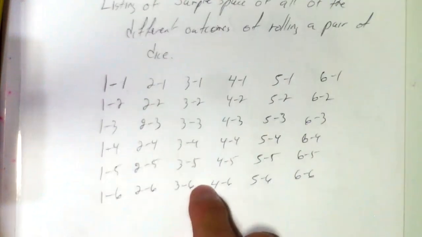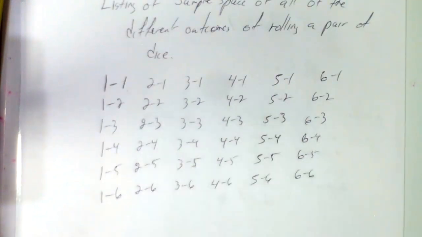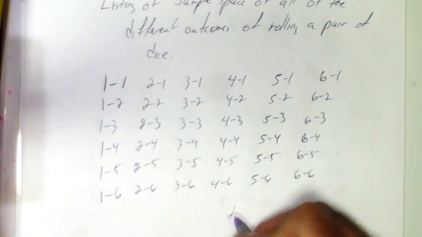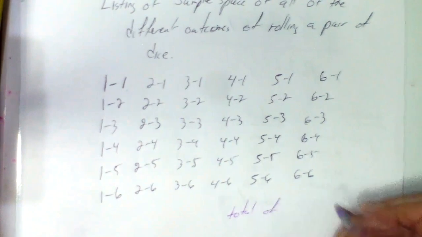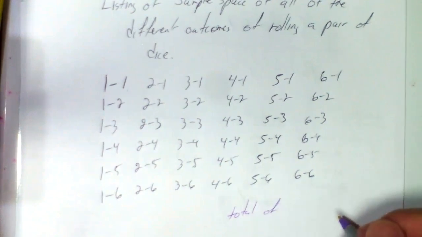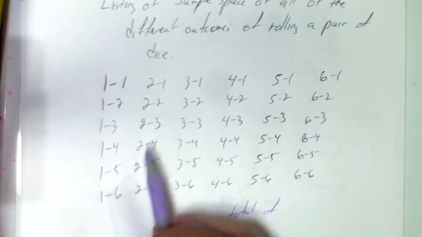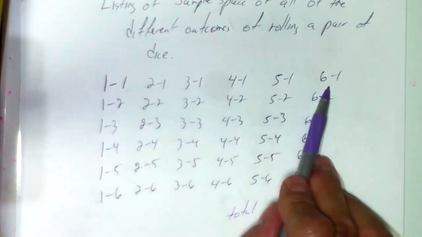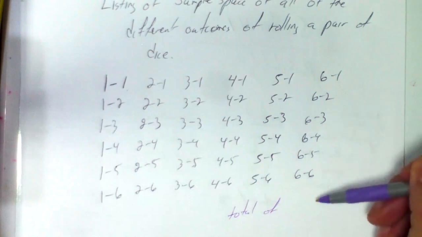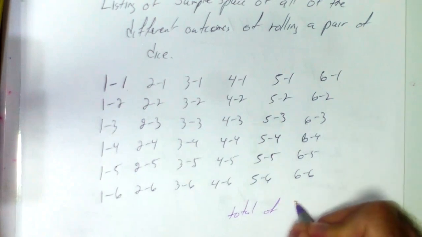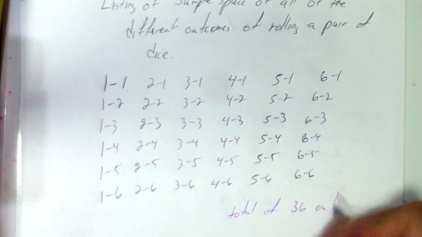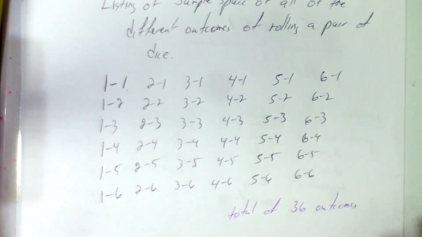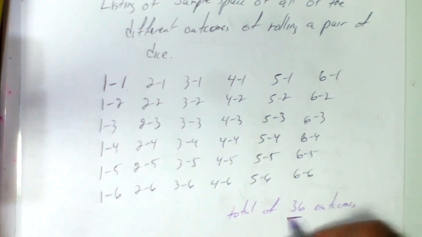So these are the different possibilities, all of them. How many are there? There is a total of how many different possibilities? There are 6 columns and 6 rows. So there is a total of 36 outcomes when you roll a pair of dice.